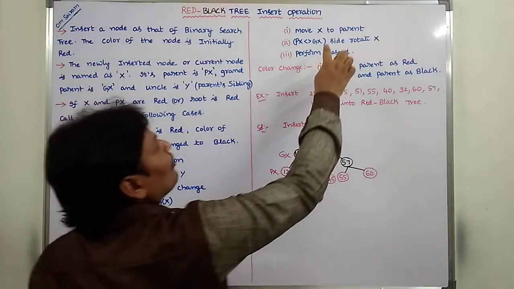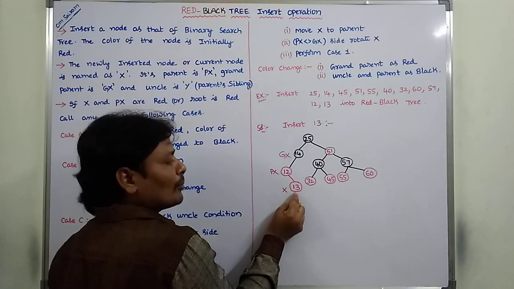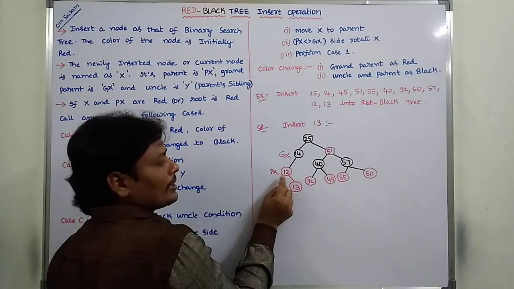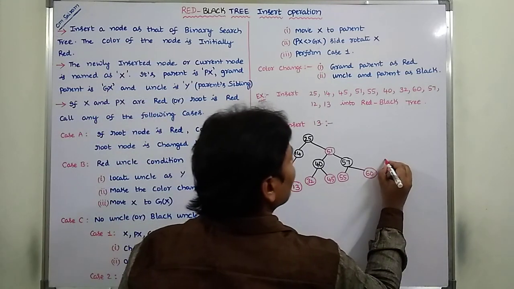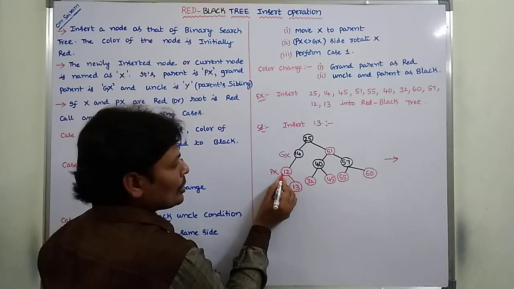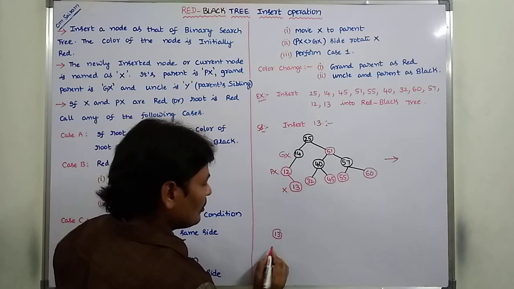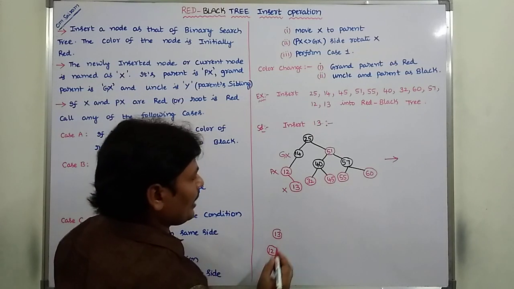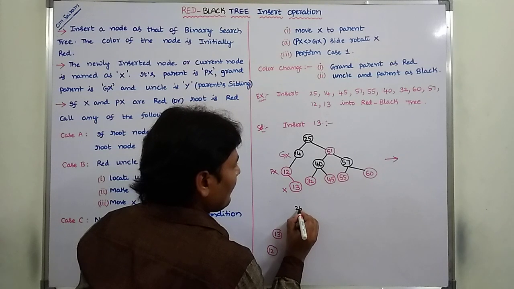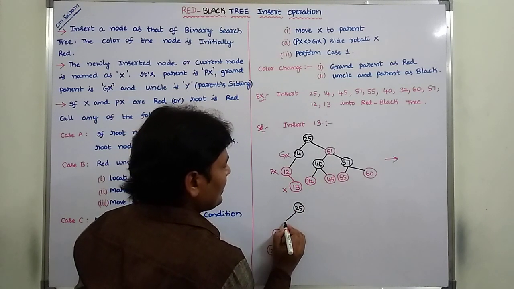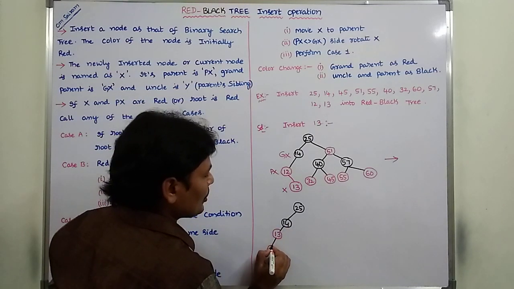Okay. First one, move X to parent. So this is X. Move X to parent. So X goes to this place. Then Px goes to this place. So then what is the tree we are getting? Okay, 13 goes to this place, and 12 goes to this place. Okay, and the remaining are same. So this is 25 and this is 14, and then 13 and 12.